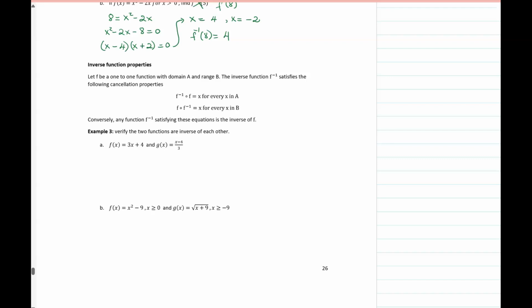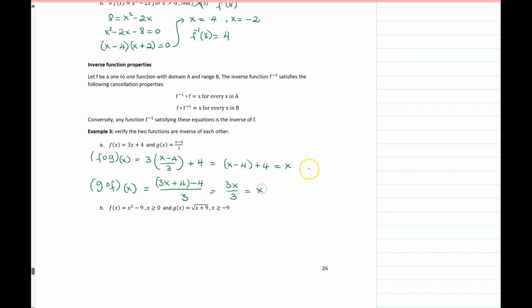To verify two functions are inverses of each other, we will do the composite. We have to do both composites. So f compose g of x is equal to 3 times x minus 4 divided by 3, plus 4. That equals x minus 4 plus 4. That equals x. g compose f of x equals 3x plus 4 minus 4, divided by 3. And this is 3x divided by 3, equal to x. So this means f and g are inverses of each other.